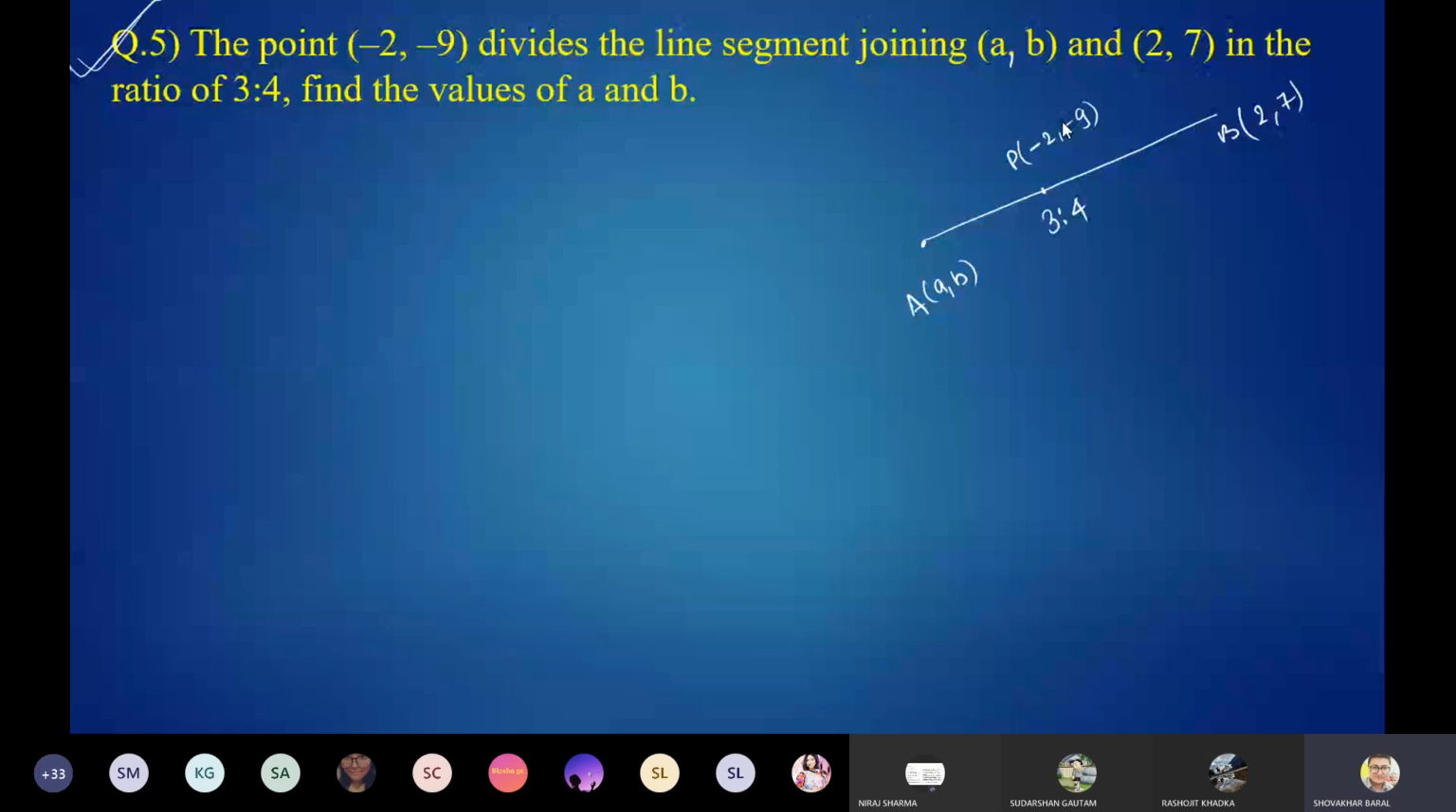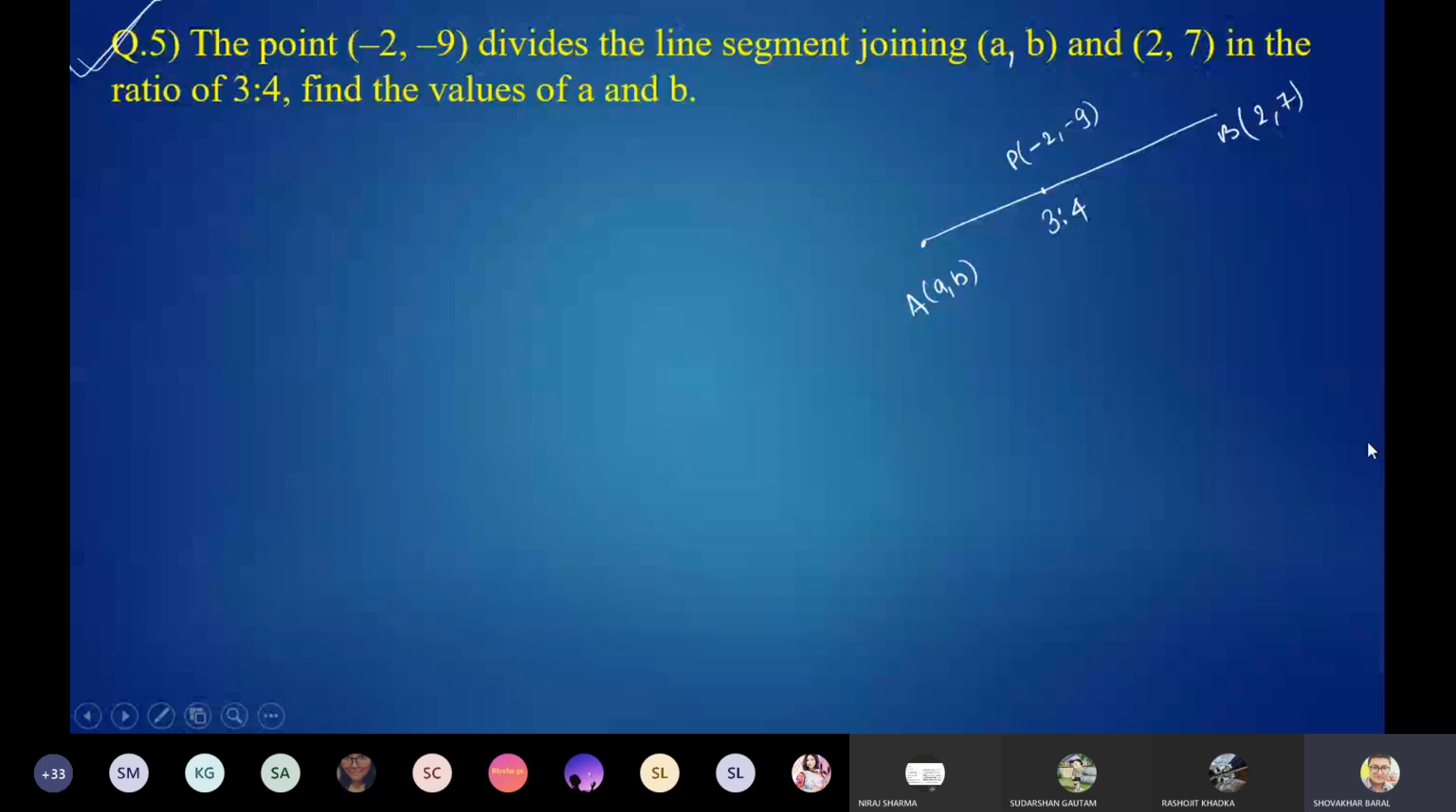This time Samunath will tell me the answer. Samunath, solve it fast and tell me the answer. Shital, are you listening to me? Shital Adhikari, have you solved it? Please solve it fast and tell me the answer. Shital also. Find the value of A and B.